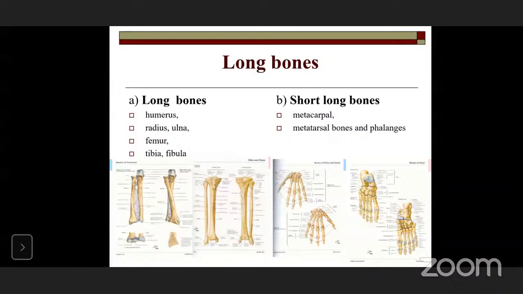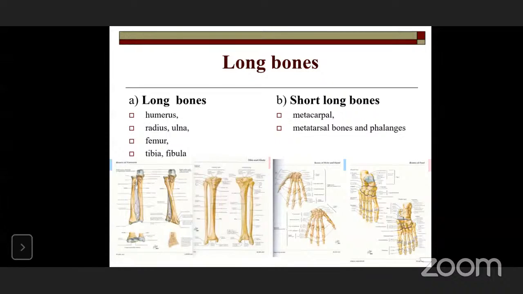Here the long bones, you know, are the humerus, radius, ulna, femur, tibia, and fibula. These are all examples of the long bones. One special bone is the clavicle. What is the speciality of the clavicle as a long bone? All the long bones are situated vertically in our body, but the clavicle is a horizontally situated long bone. So this is the one speciality of the clavicle among the long bones.